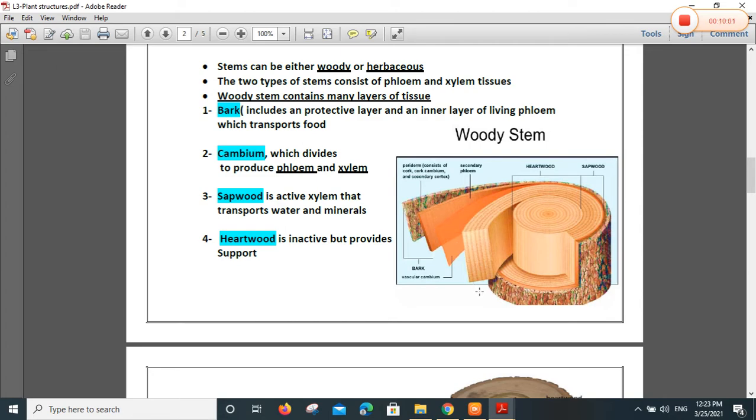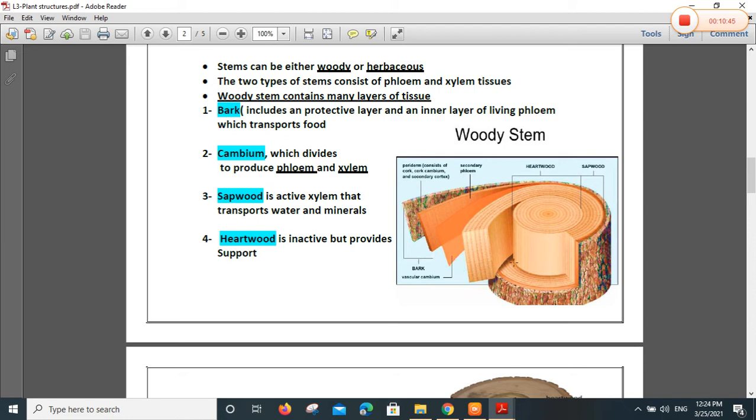Number 2, our second layer that forms the stem, the cambium. The cambium divides into 2 parts, phloem and xylem. The cambium divides to produce phloem and xylem. Where is the phloem? This is phloem. Where is the xylem? This is xylem. Both together make the cambium, the orange one.